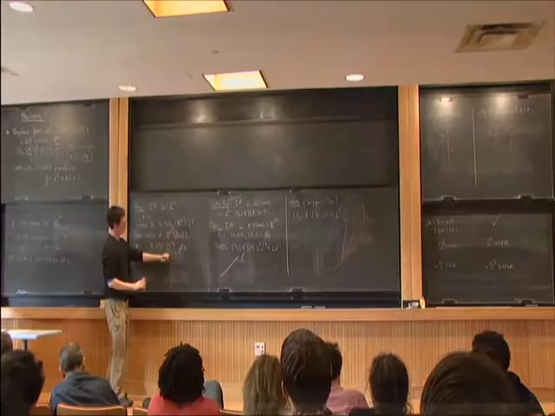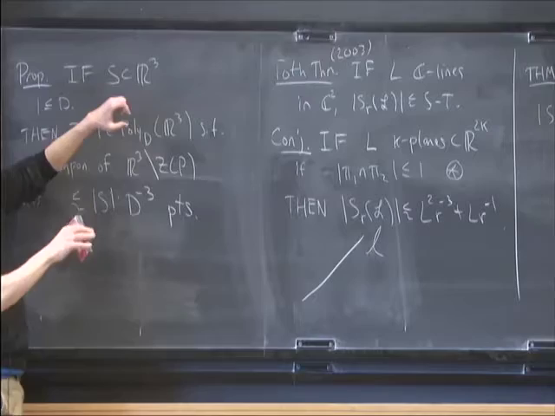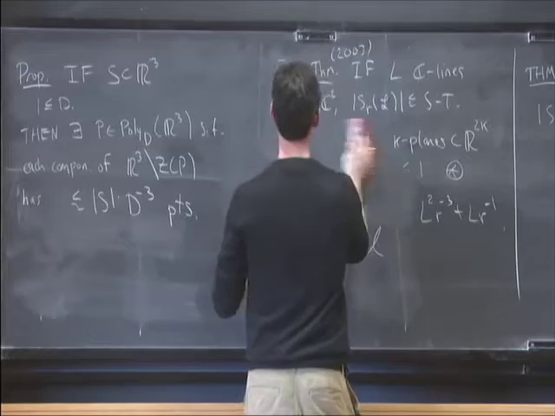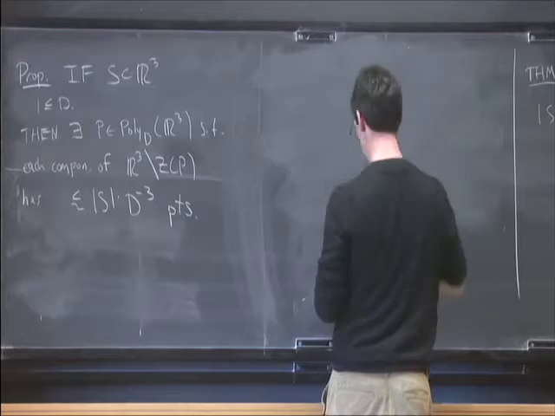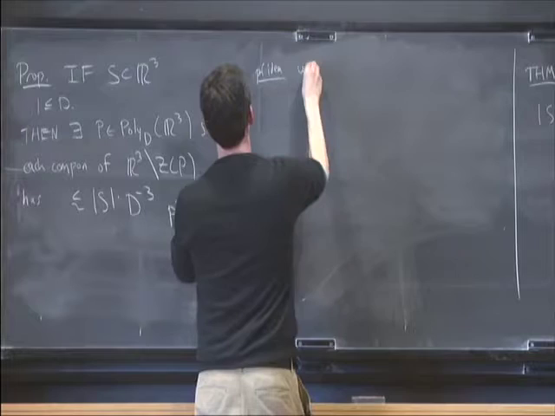The idea of the proof is to use the ham sandwich theorem. The ham sandwich theorem says that if I have a bunch of sets of points, I can find a polynomial that bisects all of them. And we get this by using that repeatedly. I'll draw a picture. Proof idea, use the ham sandwich repeatedly.